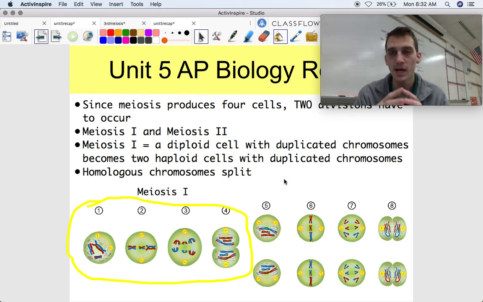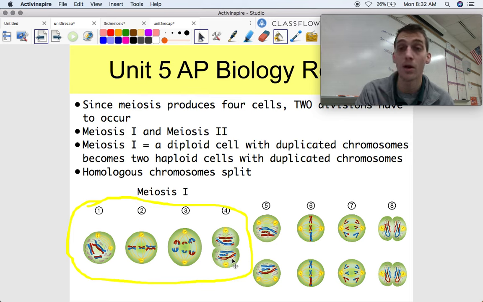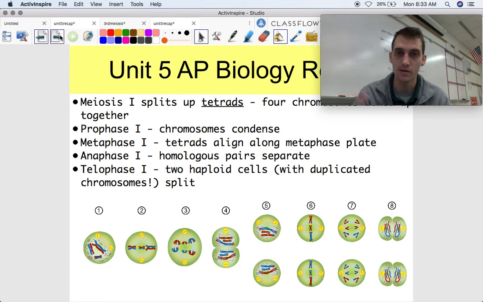So one cell copies all of its DNA just like it would in mitosis, and then its homologous pairs split from one another. So that means chromosome number 1 is going to be separated from the other chromosome number 1. Chromosome 2 is going to be separated from the other chromosome 2, and so on and so forth. So what we end up with here in step 4 are 2 cells that are haploid. They have copies of all their chromosomes, but they are haploid because they only have one set. They don't have homologous chromosomes. They don't have 2 versions of chromosome 1.